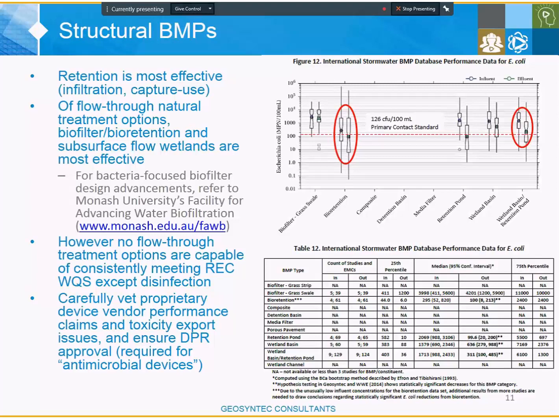But a key takeaway here with structural BMPs is that there is no flow-through treatment option currently available, as far as I'm aware, that can consistently meet the recreational water quality standard, with the exception of disinfection. That's a really important takeaway.